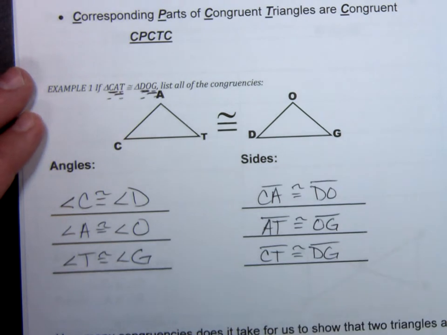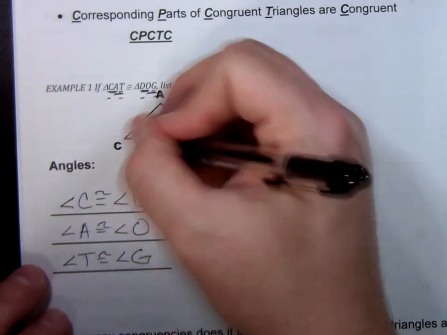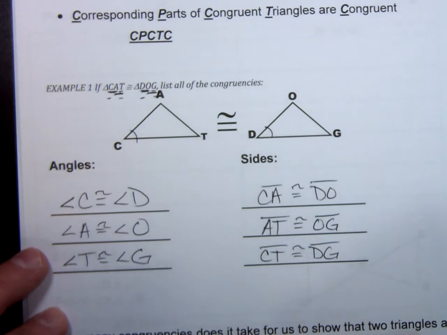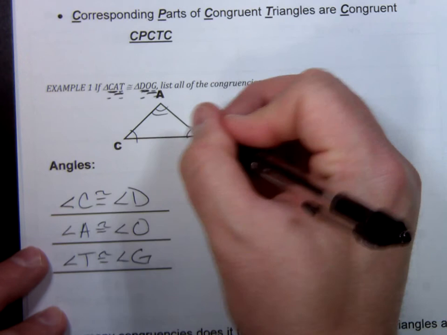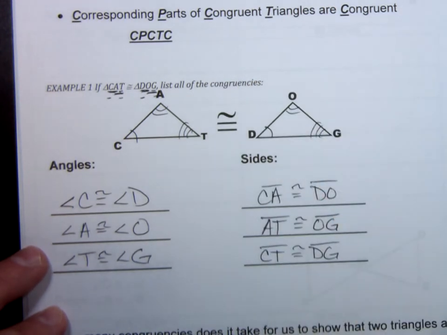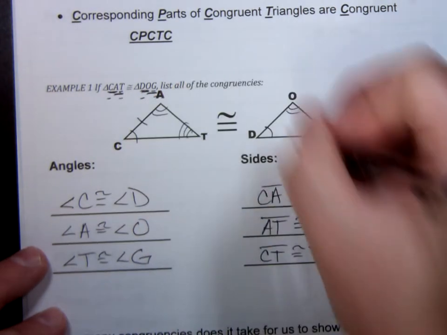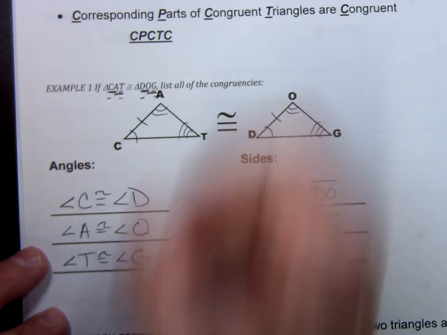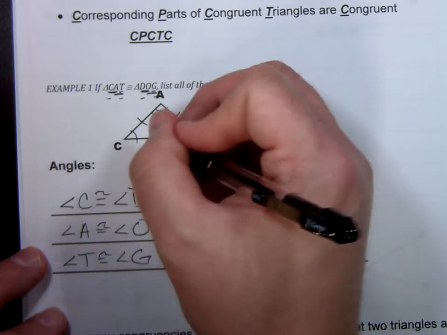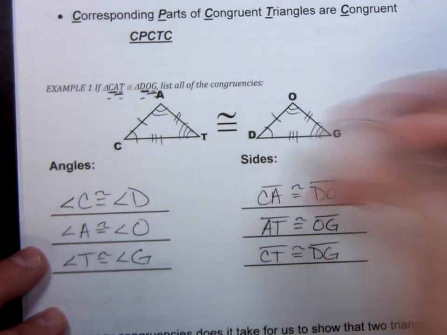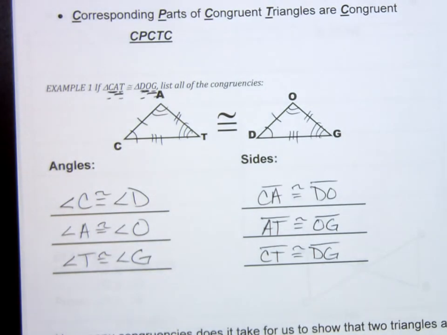And I'm going to go ahead and label the picture up with these things. Angle C congruent to angle D. Angle A congruent to angle O. Angle T congruent to angle G. Line segment CA congruent to line segment DO. Line segment AT congruent to line segment OG. And finally, line segment CT congruent to line segment DG. So just by knowing that those two triangles were congruent, I knew all of these parts were congruent because corresponding parts of congruent triangles are congruent, CPCTC.